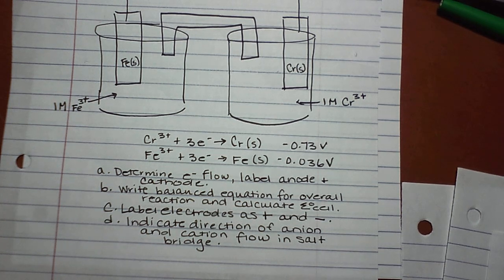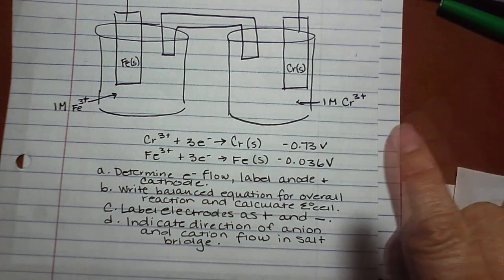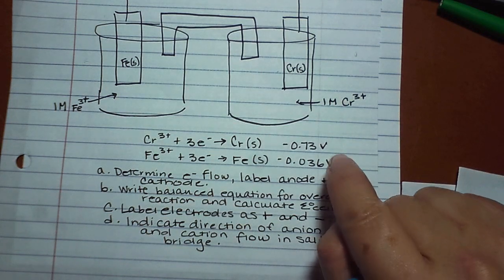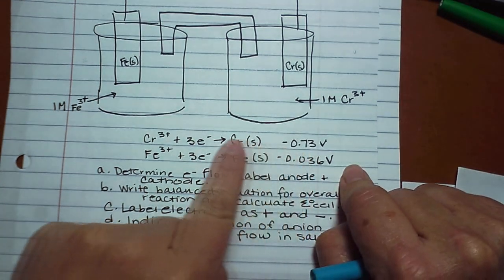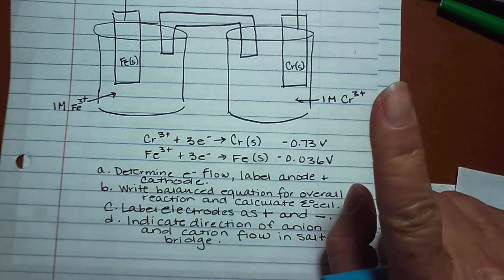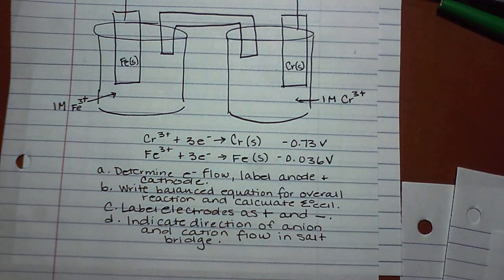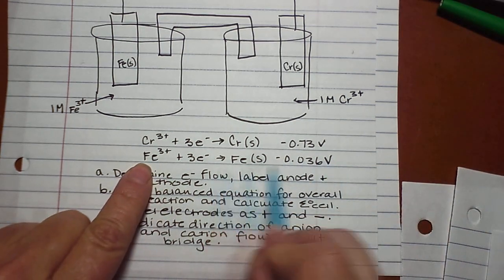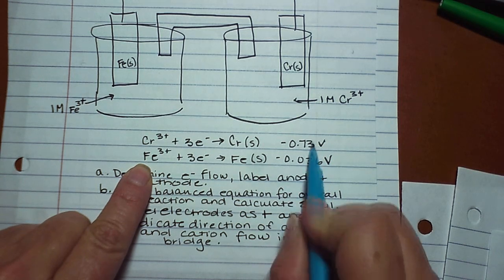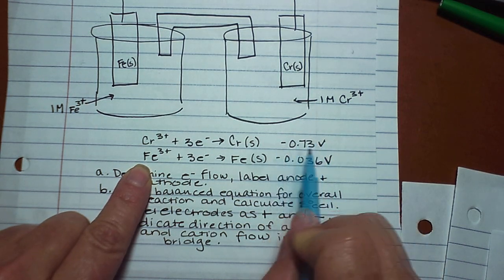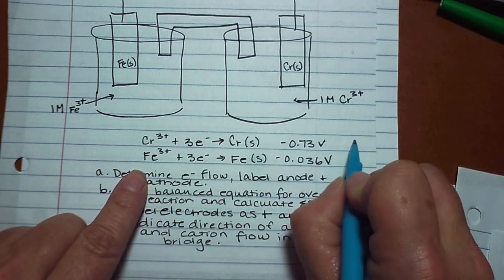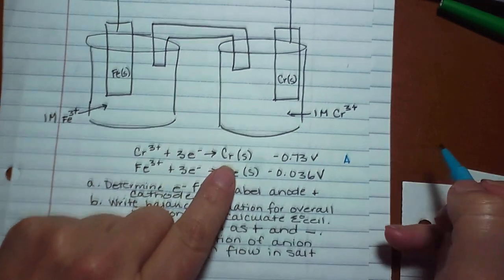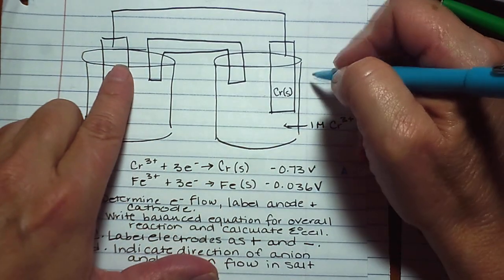All right, so first, we know that the most negative is the anode because it's the one that's going to shift most to the left, and because these are reductions, right? So we want it to be positive, and if I flip this one and make it positive, we're still going to add them together, and it's still going to be negative. So I need to flip this one, all right? So this one, I can label right here as the anode. So that means the chromium, let's label it, is going to be the anode.